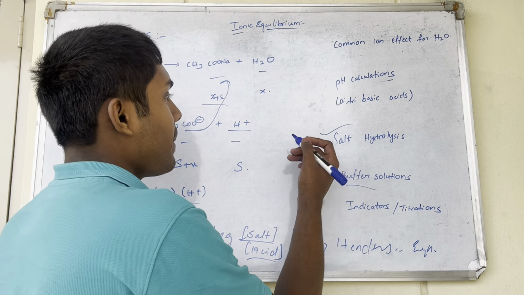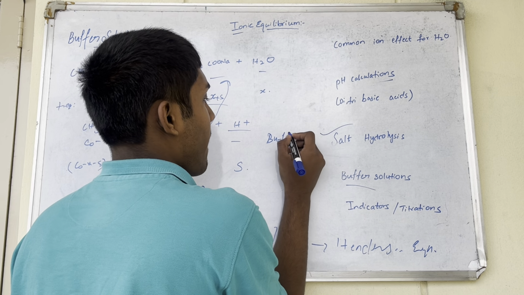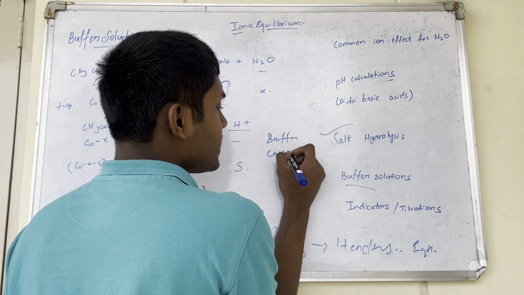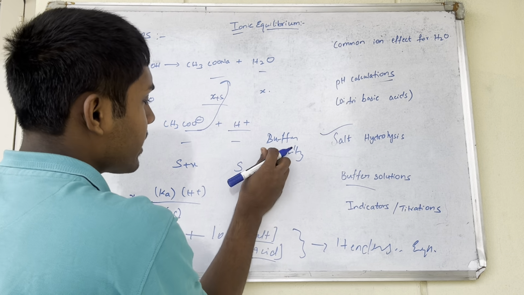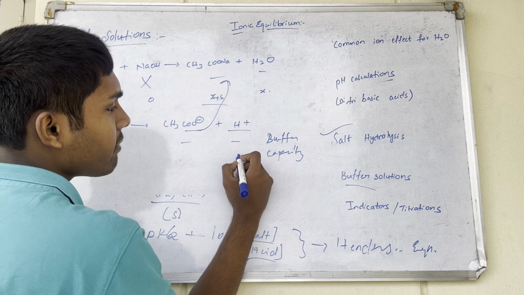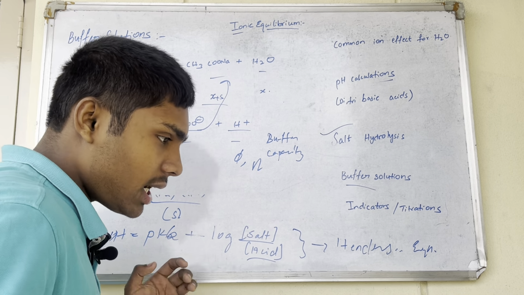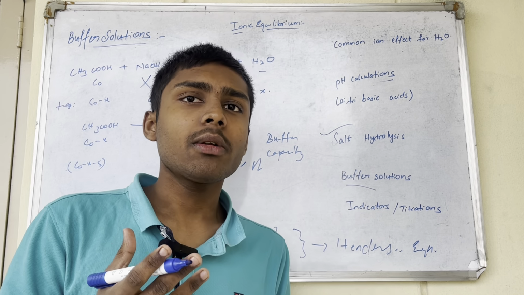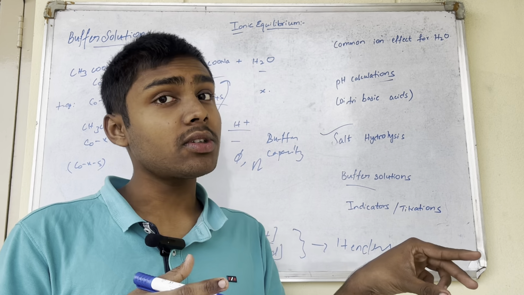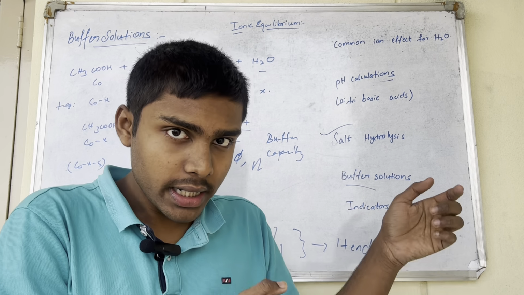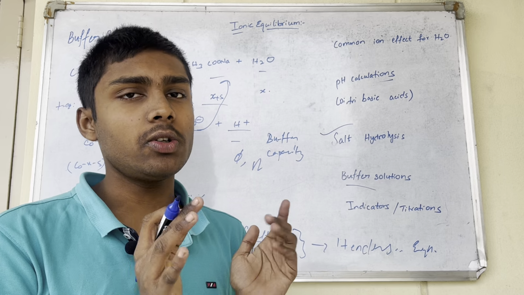Now let's see buffer capacity. What is buffer capacity? The buffer capacity is denoted by the letter phi, or some eta, anything. It is defined to be the number of moles of acid or base added per liter of the solution, divided by the change in pH of the solution.